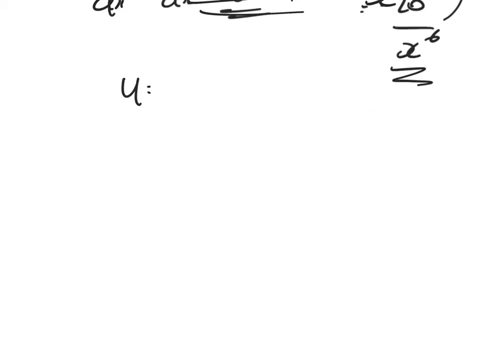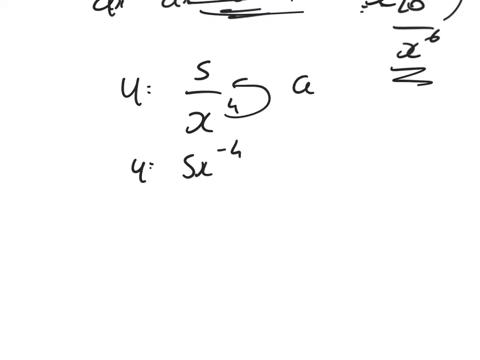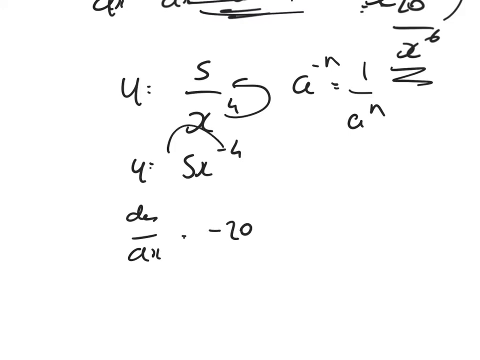Okay, let's try y equals 5 over x to the 4. We need to first of all prepare to differentiate, so it'll be 5x to the minus 4 by using the reciprocal rule of indices and bringing that up. Bring the power down, multiply, take 1 away from the power, so it's minus 20x to the minus 5. Bring the power down and change it back to positive, minus 20 over x to the 5.